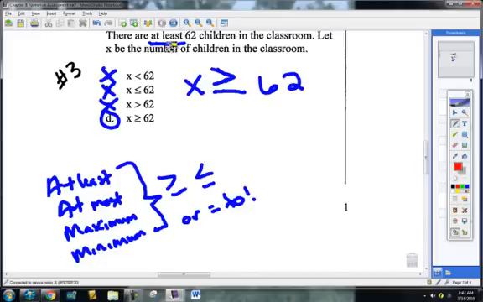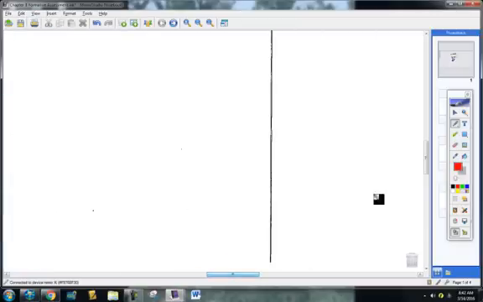Quickly think about it. There are at least 62 children in the classroom. How many students could be in the classroom then, guys? 62, but how many? What else? How about 63? There could be 63. Does that make that true? That's my check. Everybody got that? Okay, let's go on.